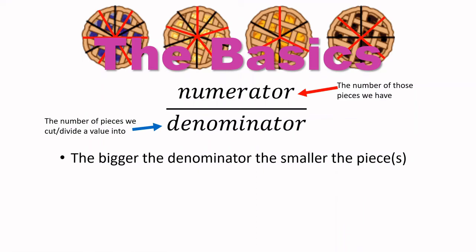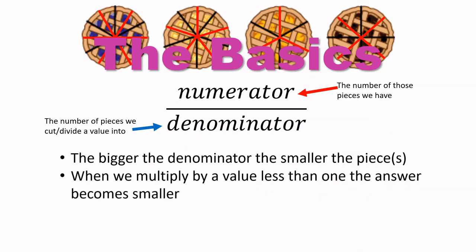Now, if I were to cut those pies again, you can see that those pieces are getting even smaller, while the number of pieces in total is getting bigger. When we multiply a value by a number less than 1, the answer will always become smaller. And this takes us into fractions of an amount. For example, half of 12 is the same thing as half multiplied by 12. And I hope we all know that half of 12 is 6.